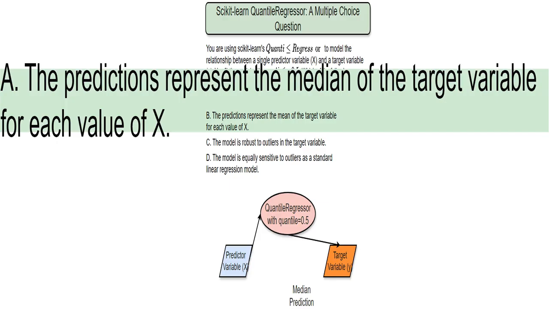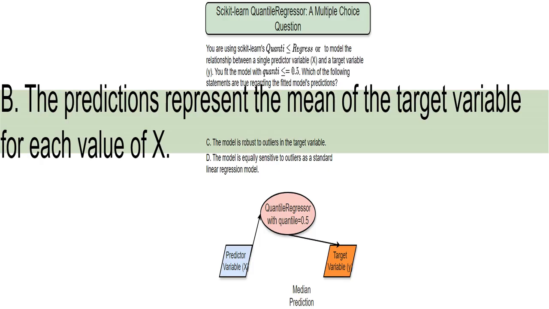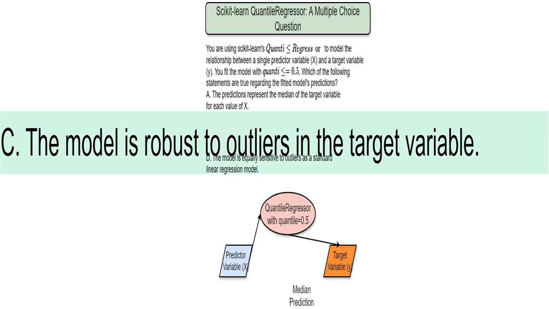This statement says that the model predicts the median value of the target variable for each value of the input variable. Since I set quantile to 0.5, and the 0.5 quantile is the median, this statement is correct. This statement is wrong because a QuantileRegressor with quantile equals 0.5 predicts the median, not the mean. The mean is the average, while the median is the middle value when all the values are lined up. They are different things. This is true because the median is less sensitive to extreme values, outliers, than the mean. Outliers have less of an effect on the median.